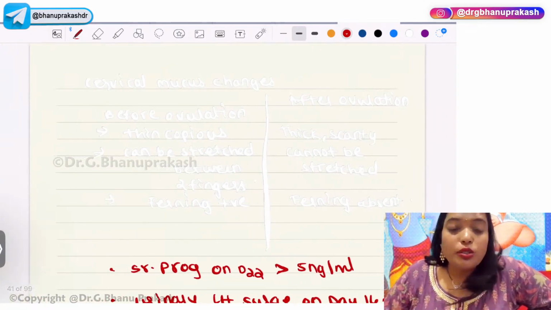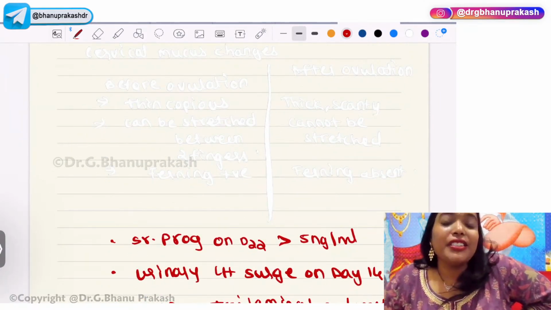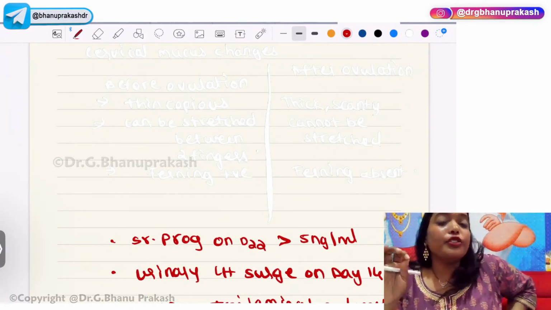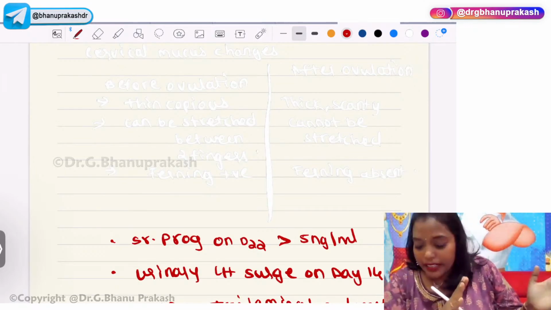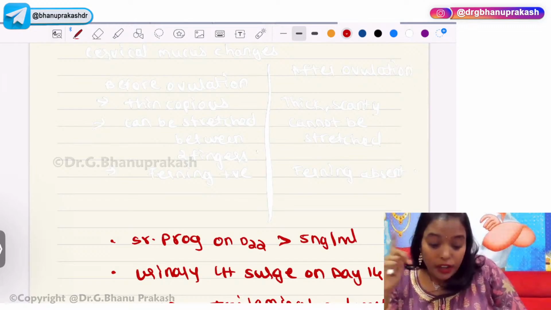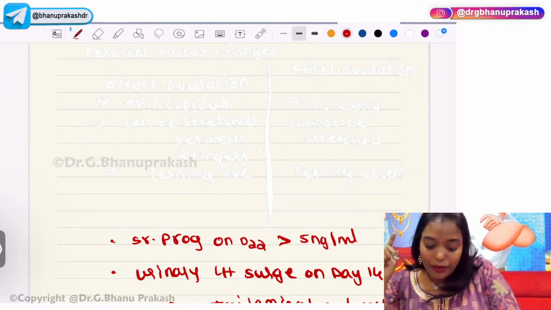Cervical mucus changes also will tell us whether they're having ovulatory or anovulatory cycles. So before ovulation, cervical mucus should be under the influence of estrogen: thin, copious, can be stretched between two fingers, called spinnbarkeit, and ferning positive. You once got a question, why do we see this ferning? Guys, can you tell me why do we see this ferning?